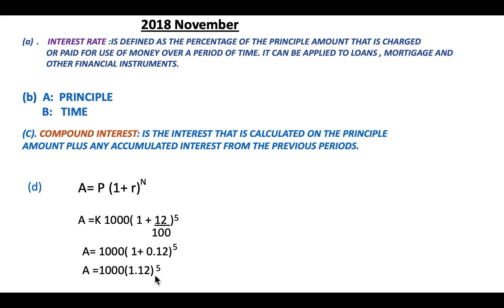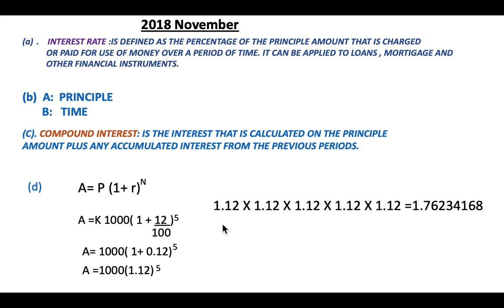When they say powering, they mean multiply 1.12 five times. But don't add, you multiply it 5 times. So this is how you do it. You say 1.12 times 1.12 times 1.12 times 1.12 times 1.12. Okay, so you multiply this times that times that times that, you get the net of 1.76234168. This is what you get.